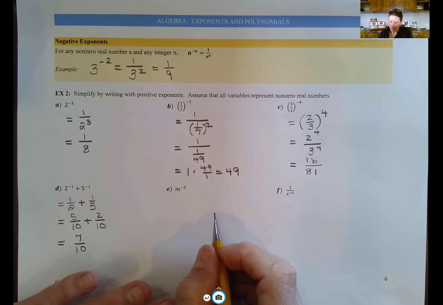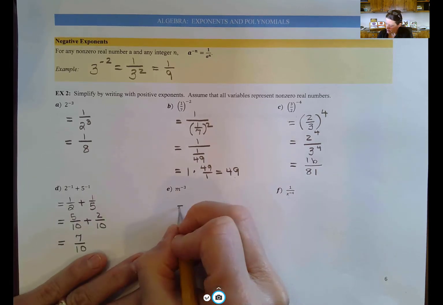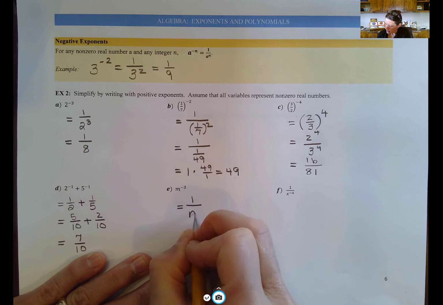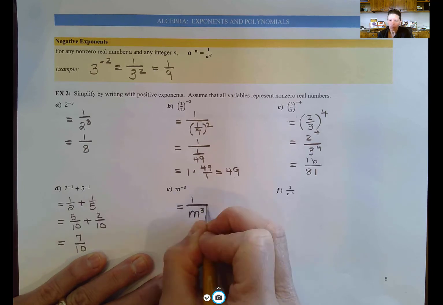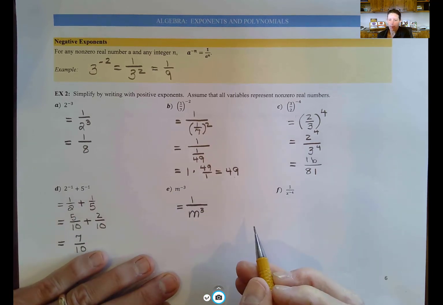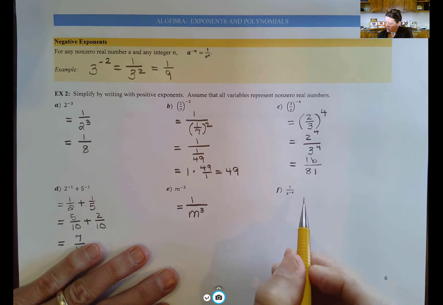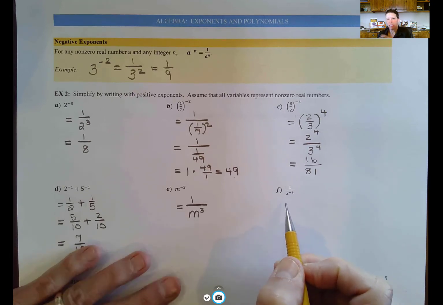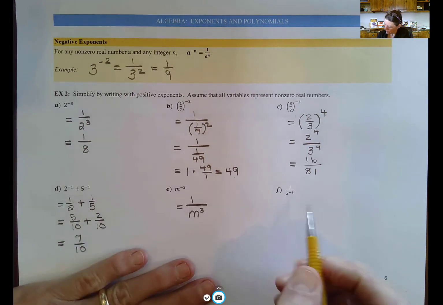In part E, m to the negative 3, well, that's 1 over m to the positive 3. Cross the line, change the sign. And in part F, notice that our base is in the denominator, so it's going to come up to the numerator.